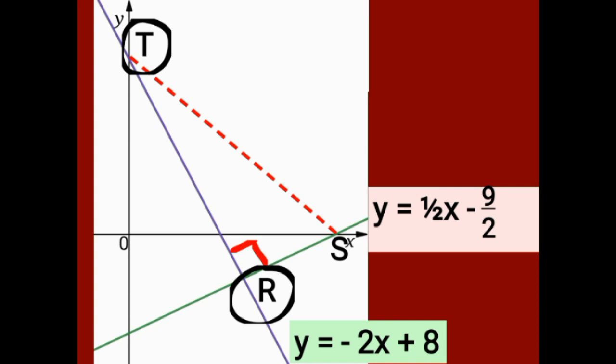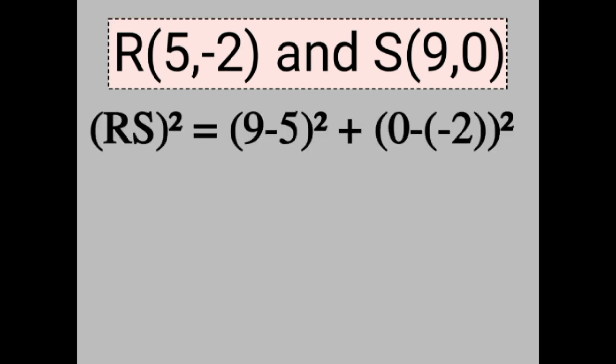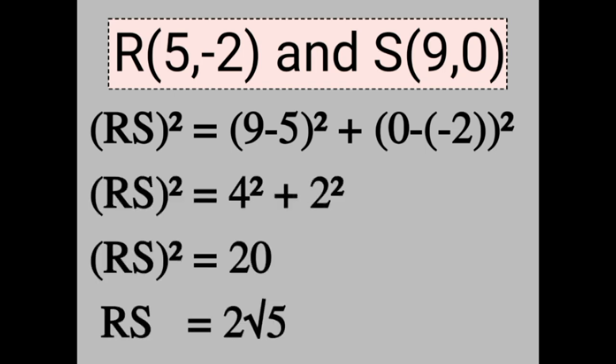The coordinates of R and S are 5, minus 2 and 9, 0 respectively. And hence, the length of RS is RS squared equals 9 minus 5 squared plus 0 minus minus 2 squared. RS squared equals 4 squared plus 2 squared. RS squared equals 20. RS equals 2 square root 5.